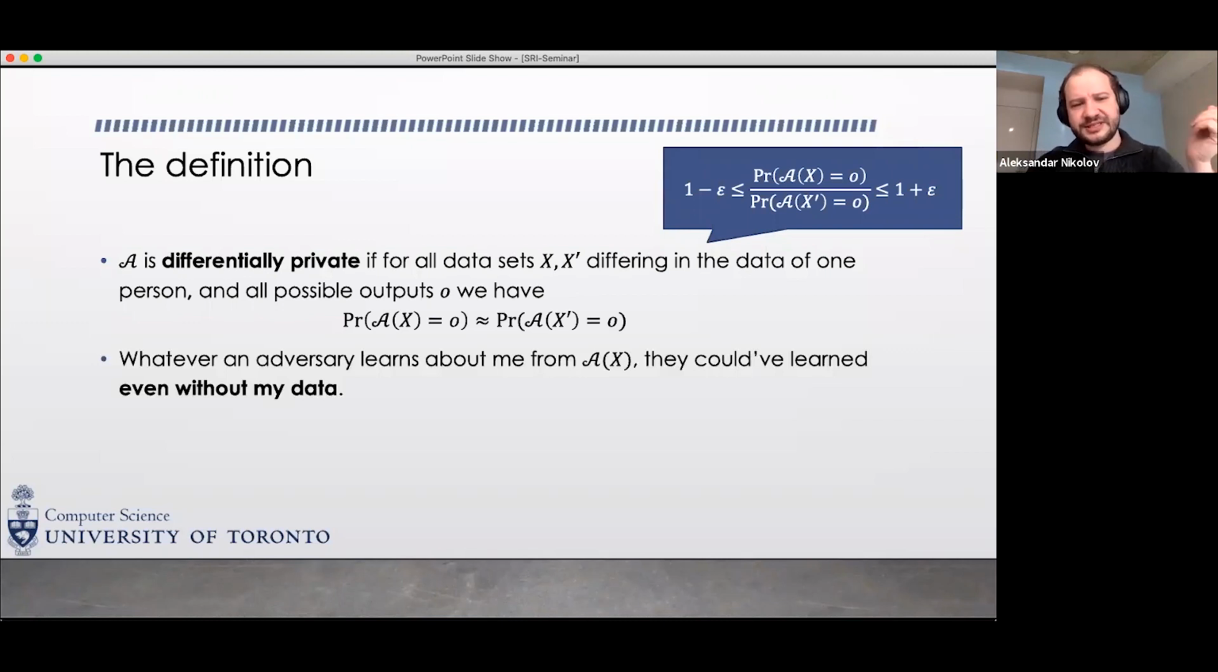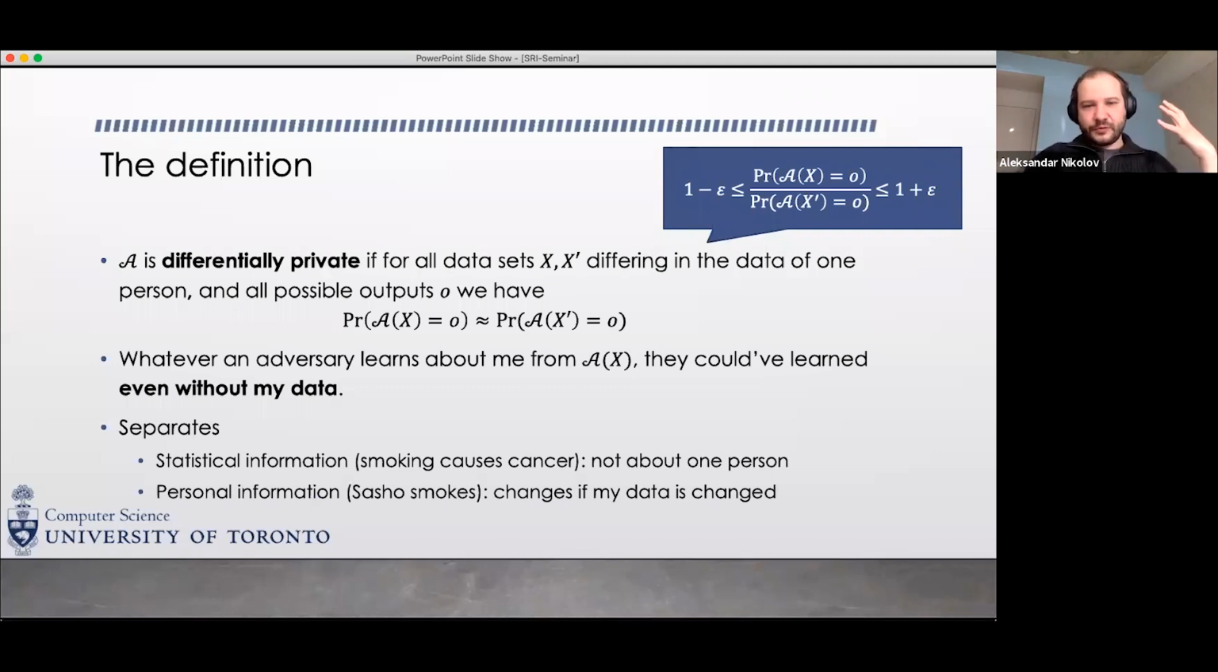intuitively, what this definition means is that whatever an adversary learns about me from the output of the algorithm, they could have learned the same even without my data. Okay, because I could have changed my data to something else, and I know that the algorithm would have behaved in almost the same way. So intuitively, the adversary would have learned almost the same if my data was completely different or even removed from the data set. Okay, so really what an adversary is learning from the output of the algorithm is not really about me, because they could have learned that even without my data there.